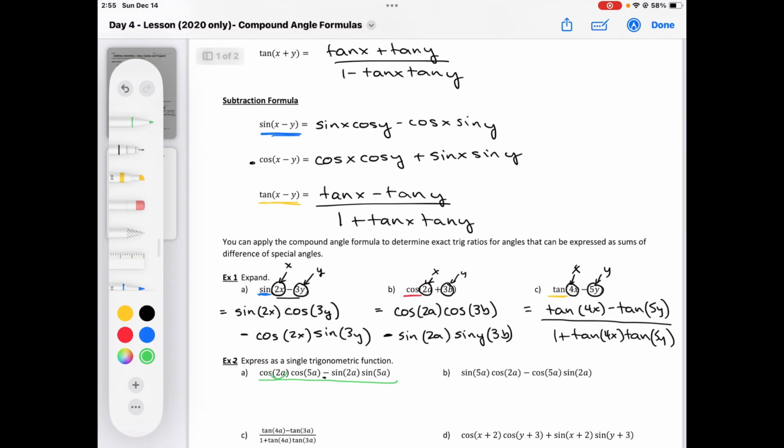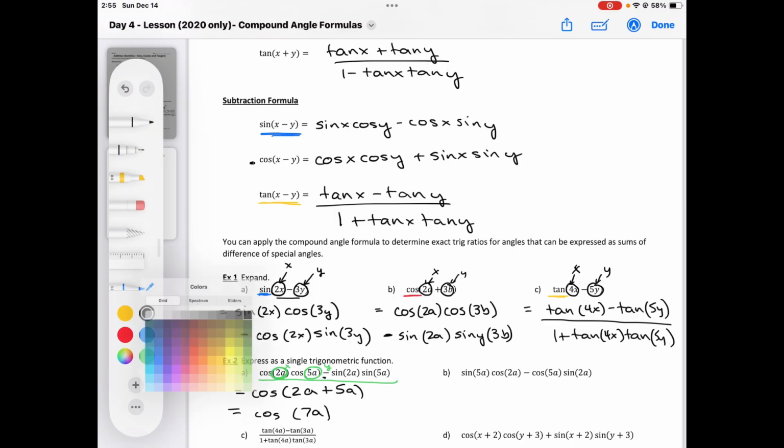So my first one, my x, this is 2a is my x value, and 5a is my y value. So I can consolidate by saying that this is equal to cos of x plus y, which I can further simplify to 7a just by collecting like terms. So I'm going to do the same thing on the right-hand side.